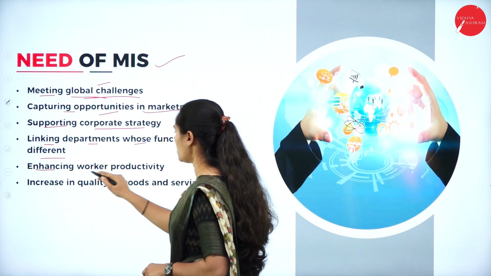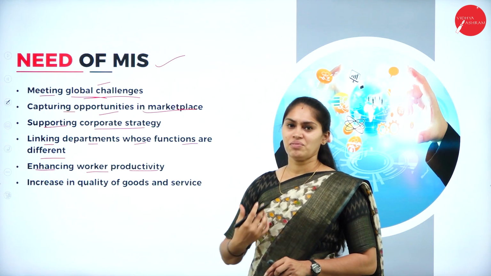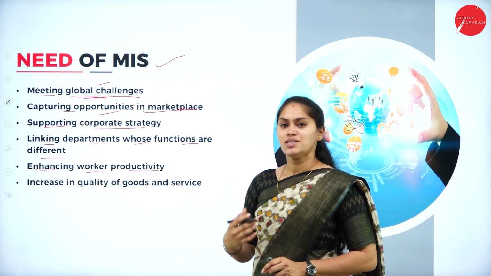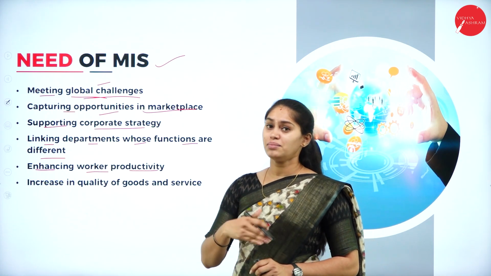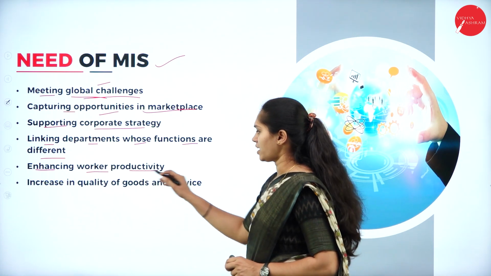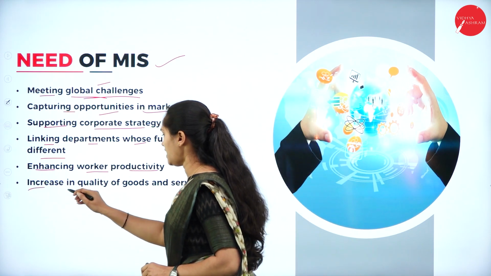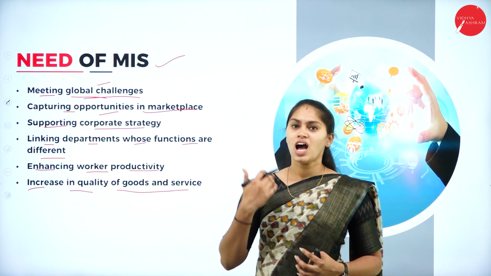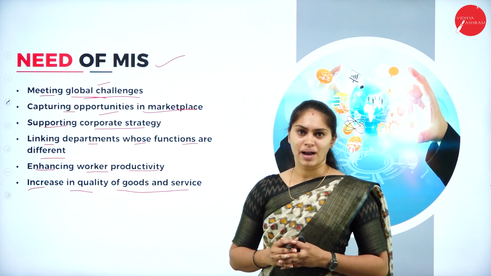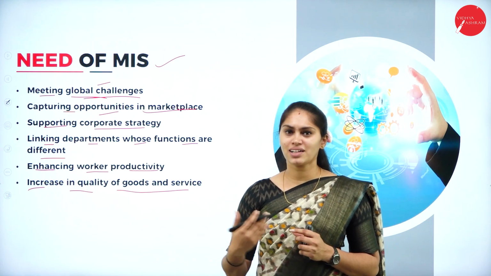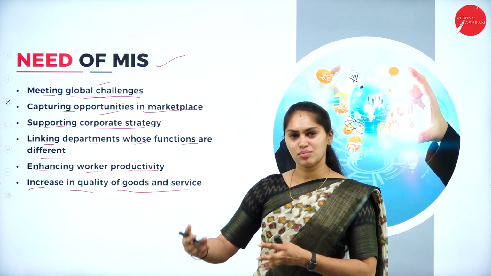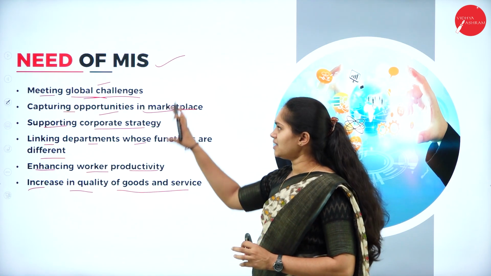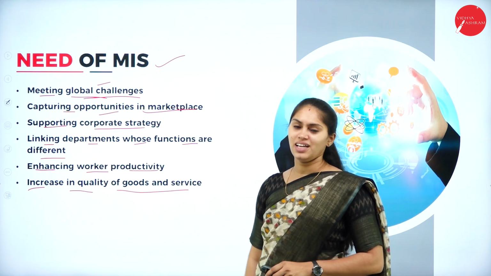Then enhancing worker productivity by giving training or enhancement technologies and all. So the MIS needs to help the users be productive in nature. Next, increase in the quality of goods and services. At last, how goods and services reach the user, that matters. If we give a quality product or service, then customers or users will come to us further. So these are the needs we can get with the help of this MIS.